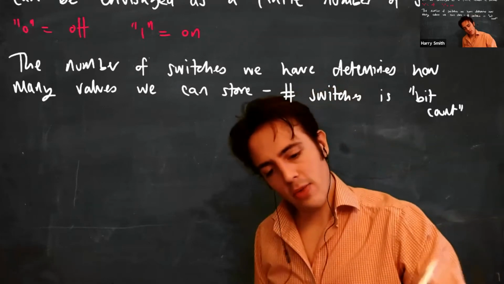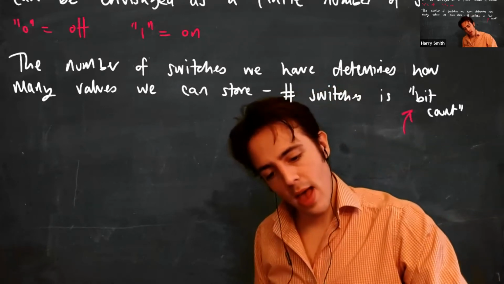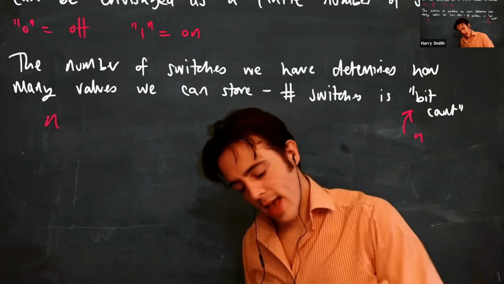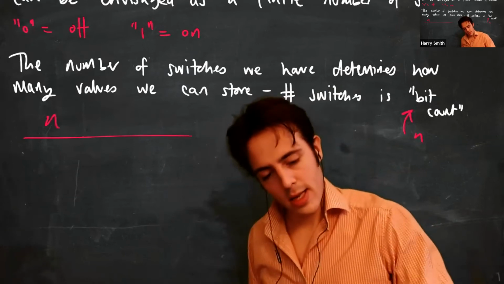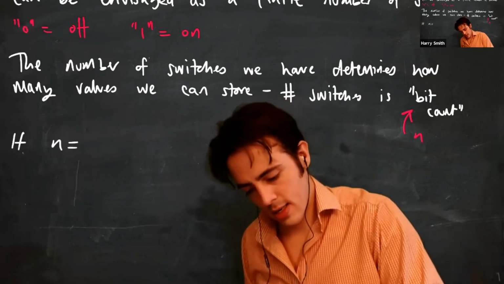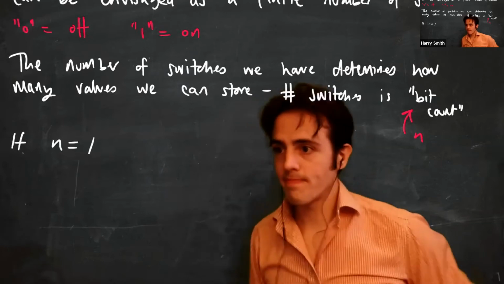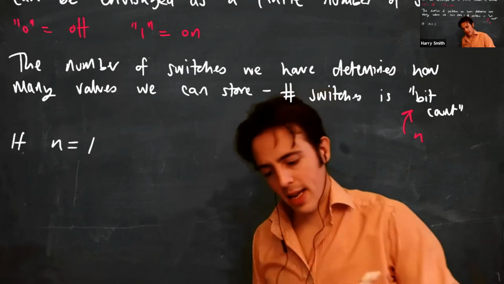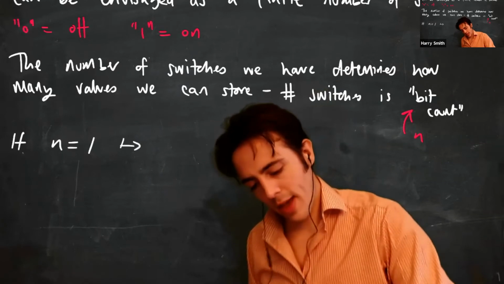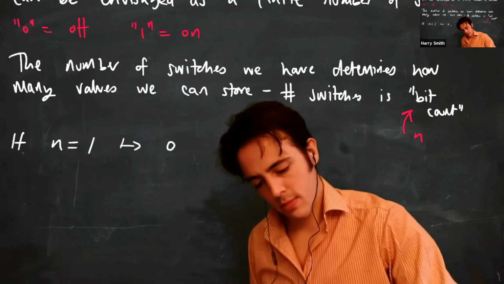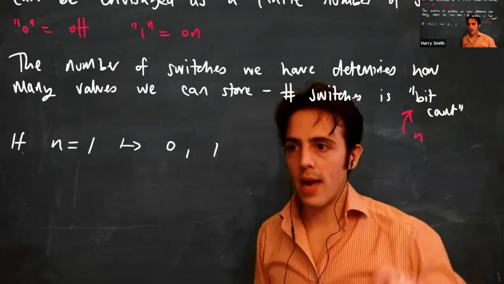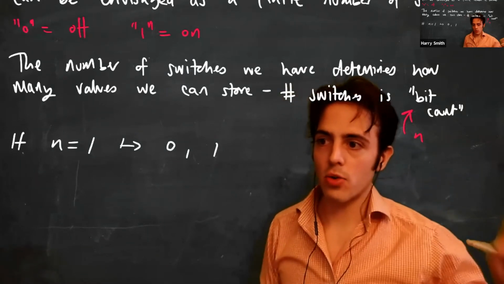So the bit count, we give the symbol n. Let's do a simple example. If n is equal to 1, then my possible values are: I can have a 0 or I can have a 1. Okay, with a 1 bit, I can store 2 values.